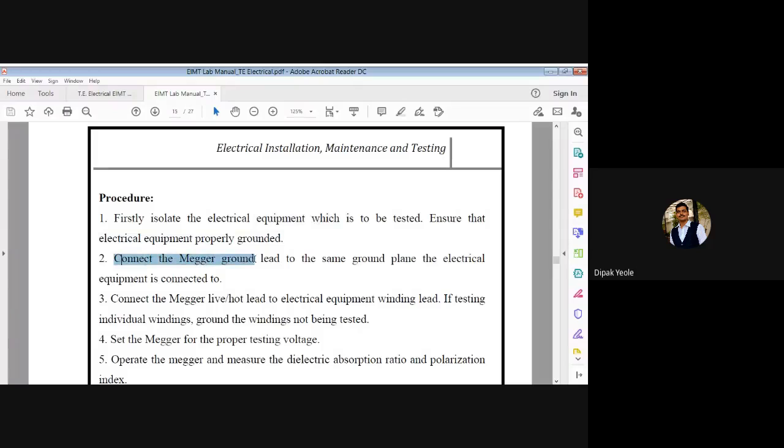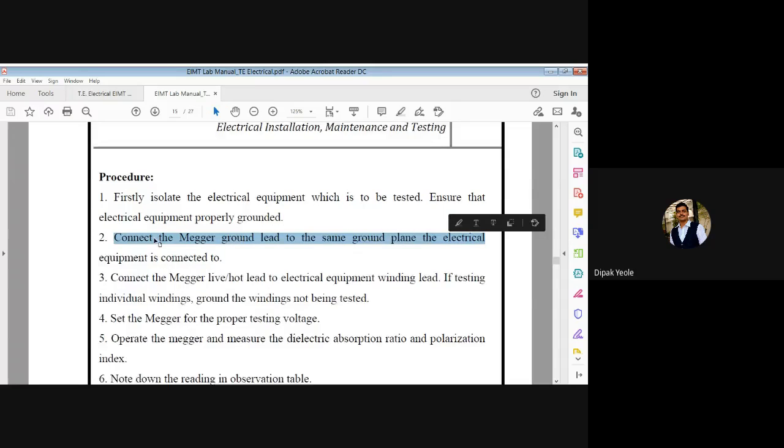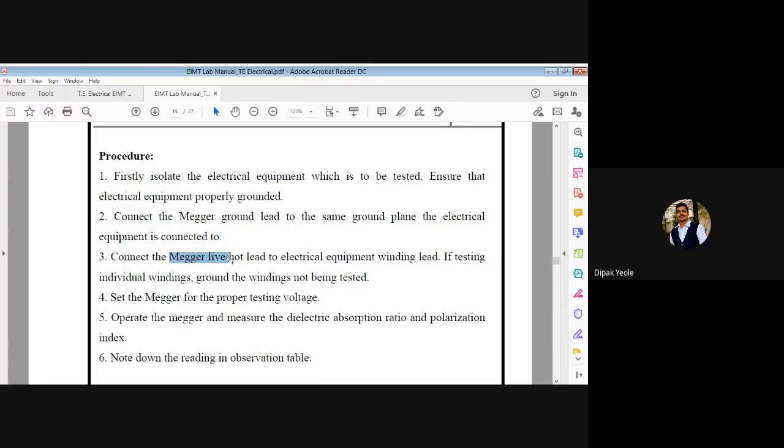Connect the Megger ground lead to the same ground plane the electrical equipment is connected to. This is the second procedure. Connect the Megger live or hot lead.